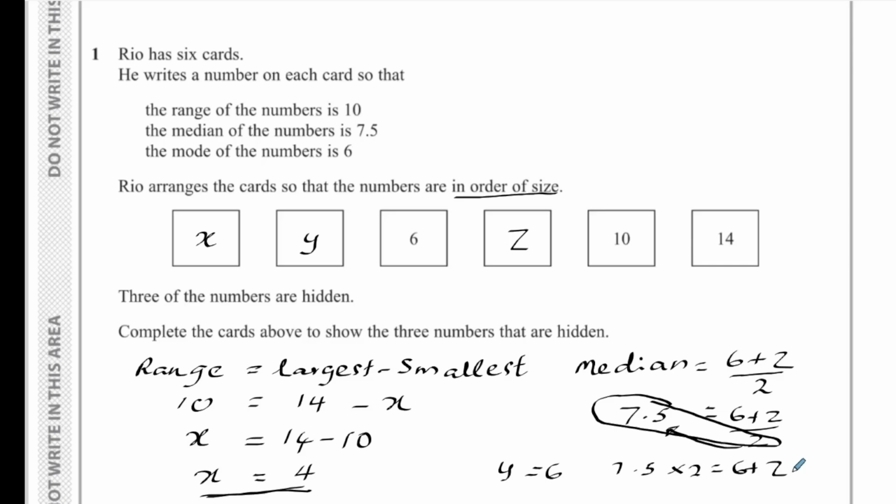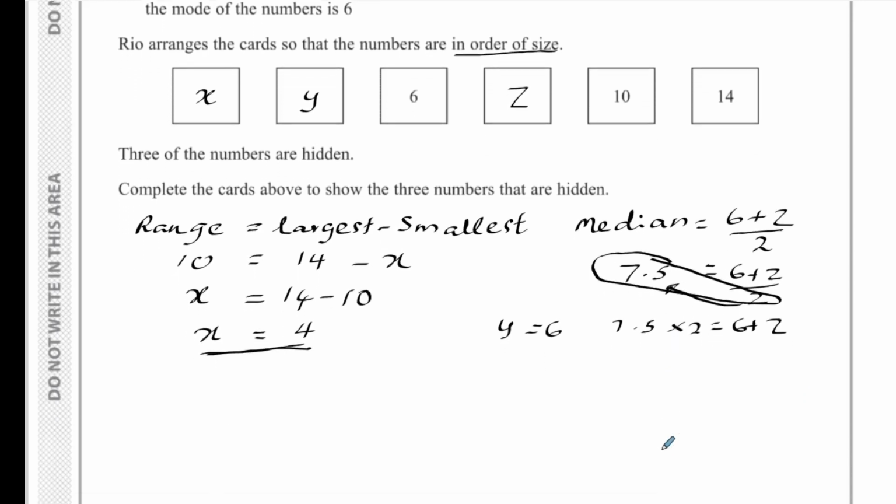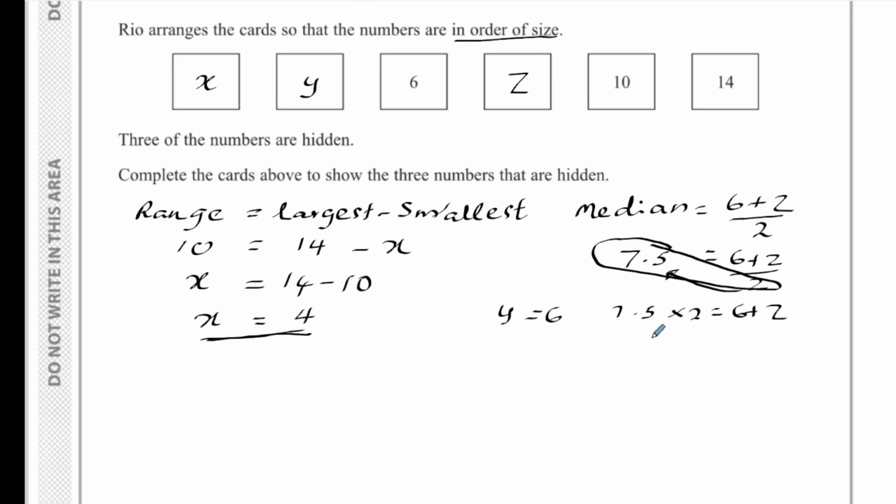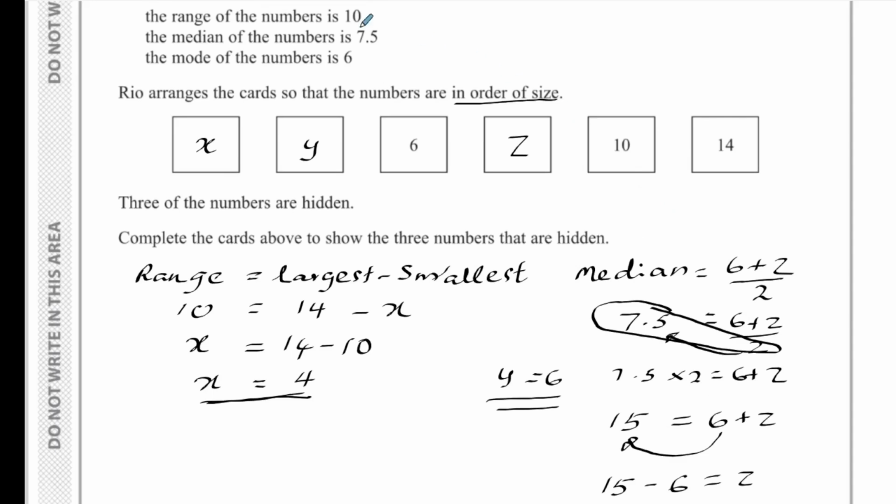Now, that's again a simple equation that we have to solve out. 7.5 into 2, how much is it? 7.5 into 2 is 15. 15 equals 6 plus Z. Then send this 6 to this side. What will happen when you send this 6 to this side? It is already positive. When it comes to this side, it becomes negative. So 15 minus 6 equals Z. Then Z becomes 9. So let's write the answers in the boxes.